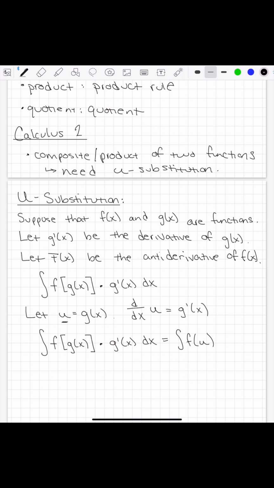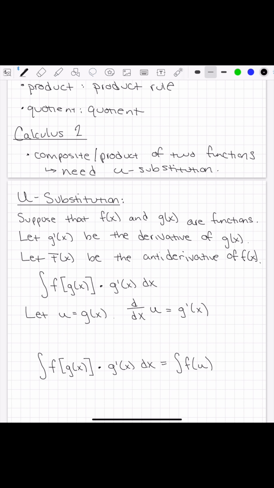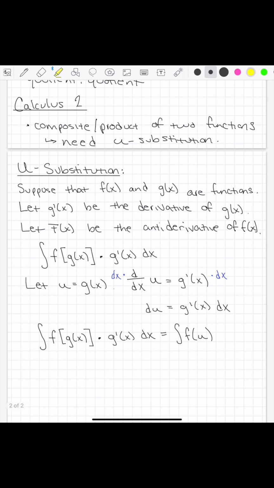Then I'm just going to multiply both sides of this equation by dx, the denominator. What's left is du equals g prime of x dx. So now in my equation, I'm going to replace g of x with u, and then replace g prime of x dx by du, because this whole thing is this whole thing here, so it can be replaced with du.